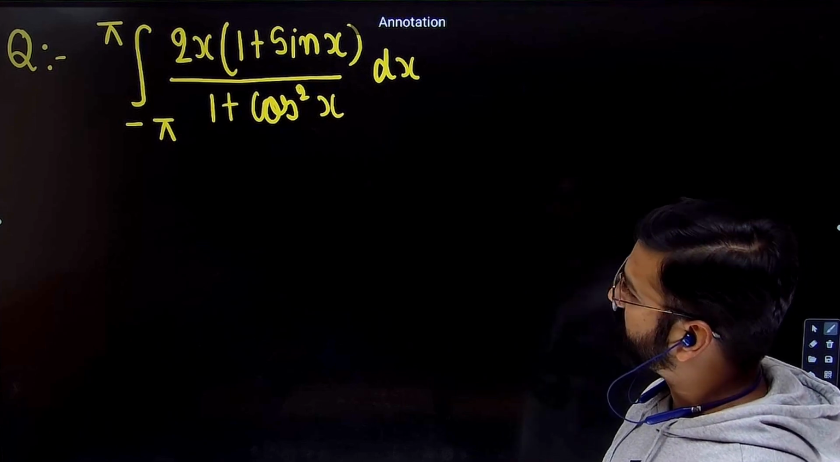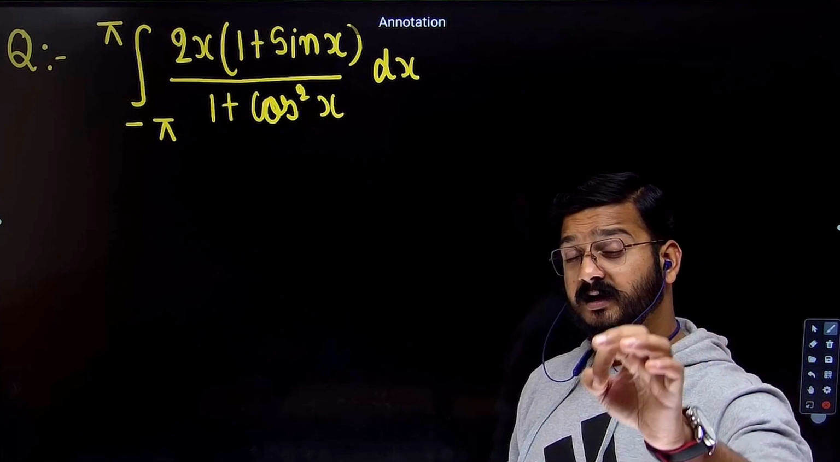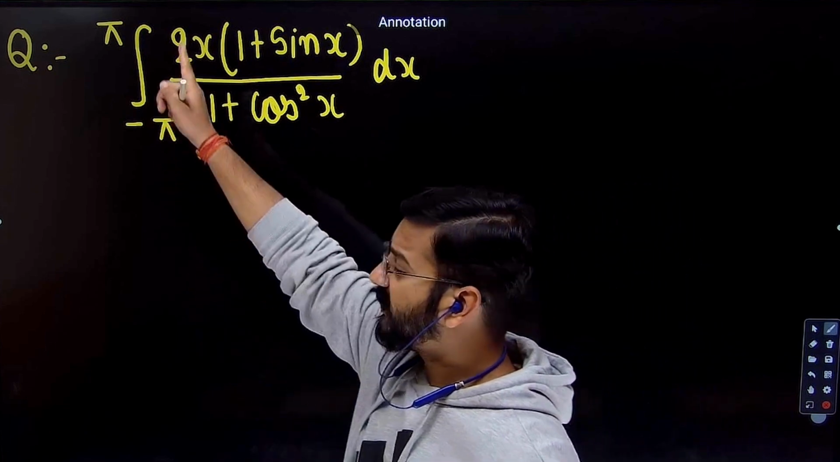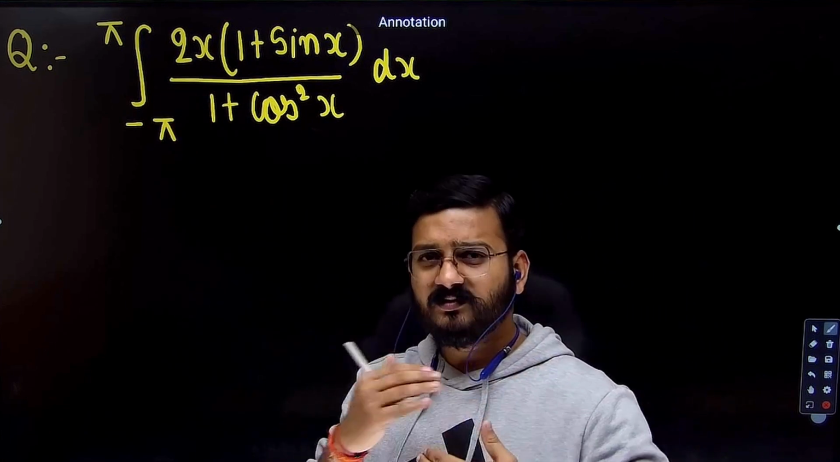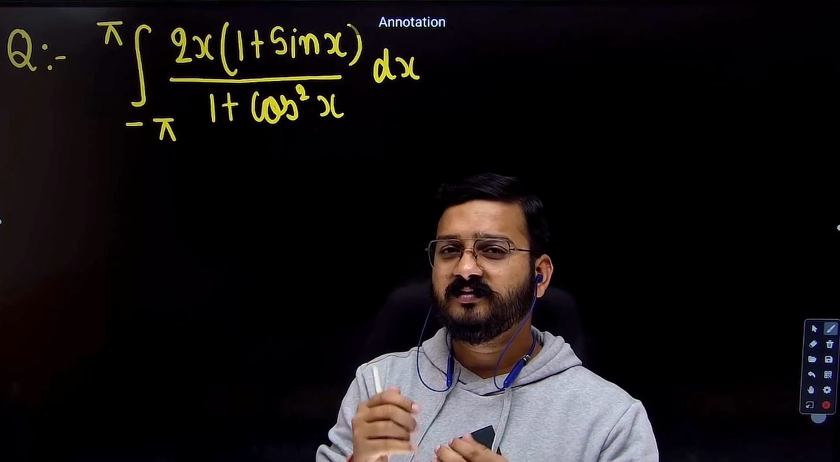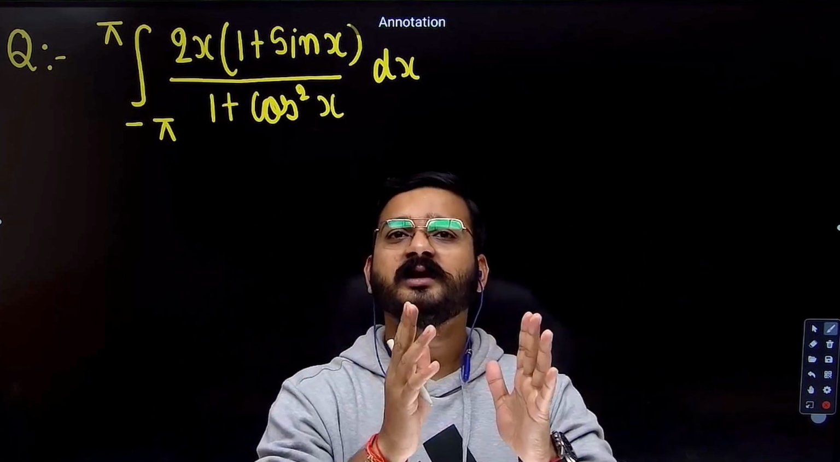Okay, students, as you can see the question on the screen, the question is the integral of 2x multiplied by (1 plus sin x) divided by (1 plus cos square x) from minus pi to plus pi. The moment I see the limit, I can start thinking something related to the integration of odd and even functions has to be there.